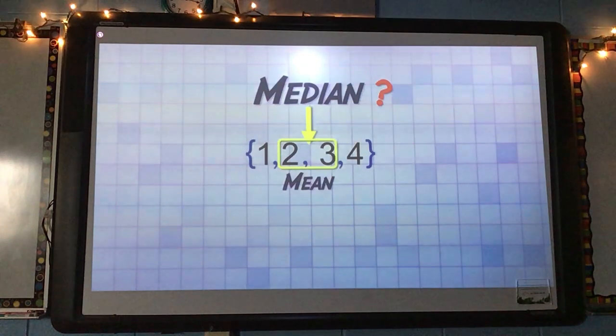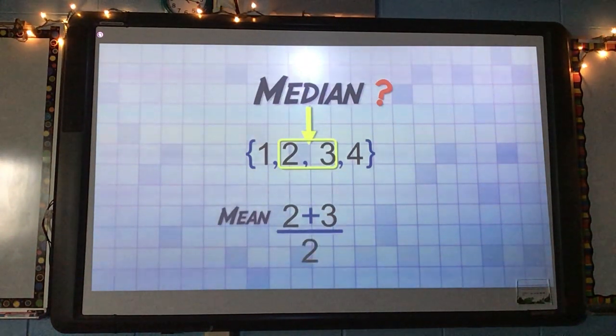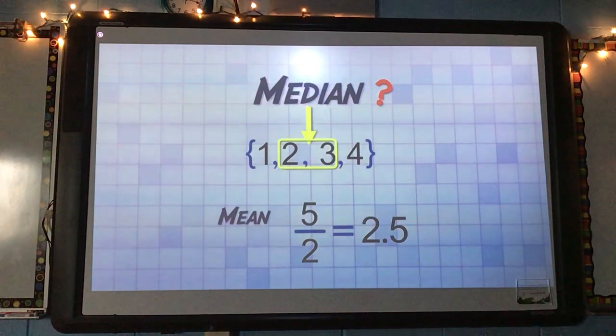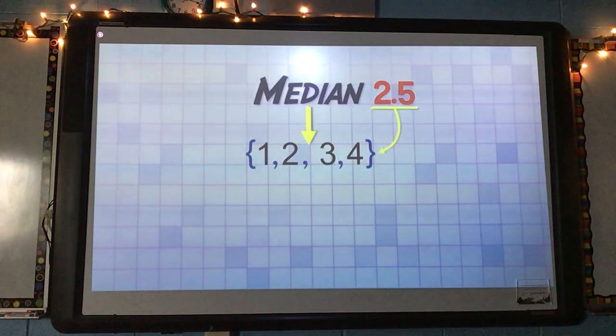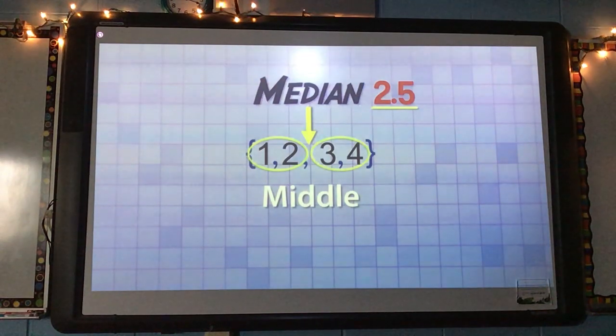For example, in the set 1, 2, 3, 4, we need to take the middle two numbers, 2 and 3, and find the mean of those numbers. We can do that by adding 2 and 3, and then dividing by 2. 2 plus 3 equals 5, and 5 divided by 2 is 2.5. So the median of the data set is 2.5. Even though the number 2.5 isn't actually a member of the data set, it's the median, because it represents the middle of the data set, and it splits the members into two equally sized groups.